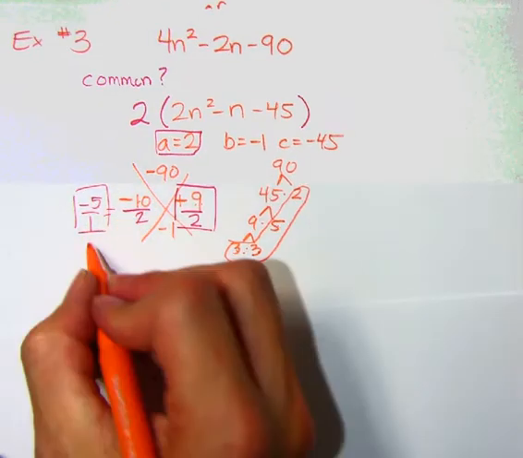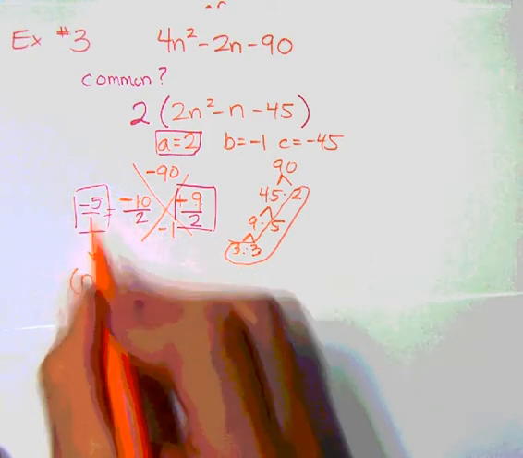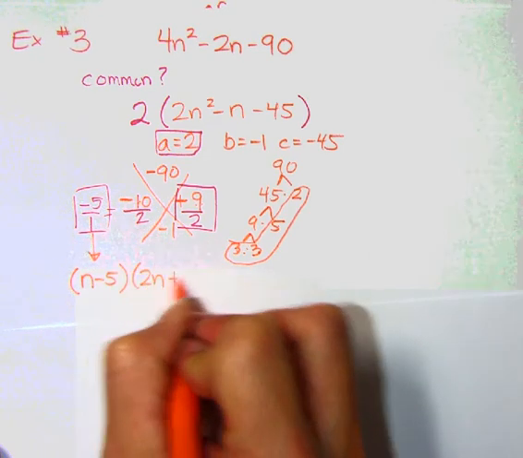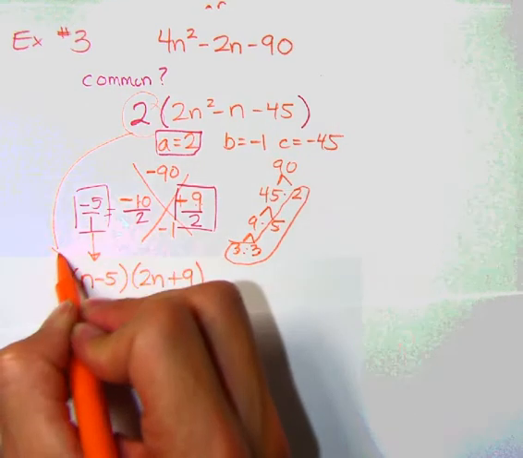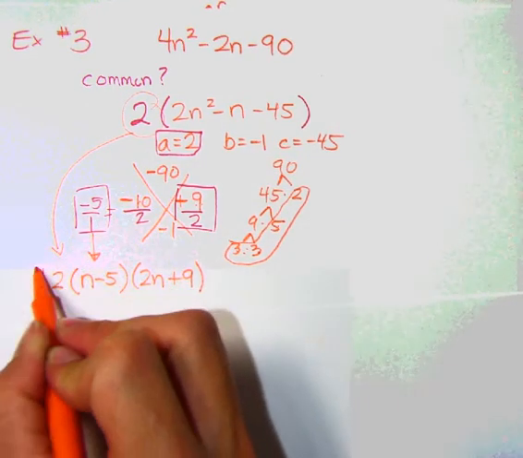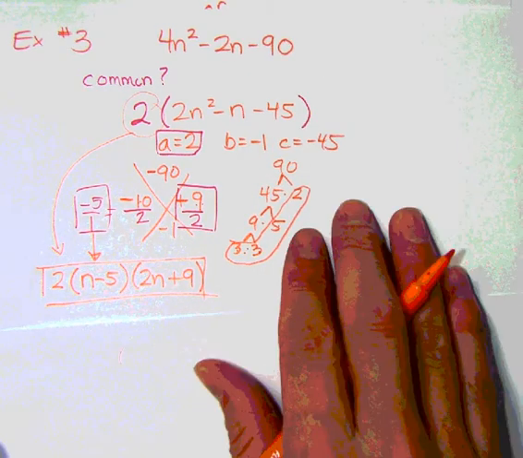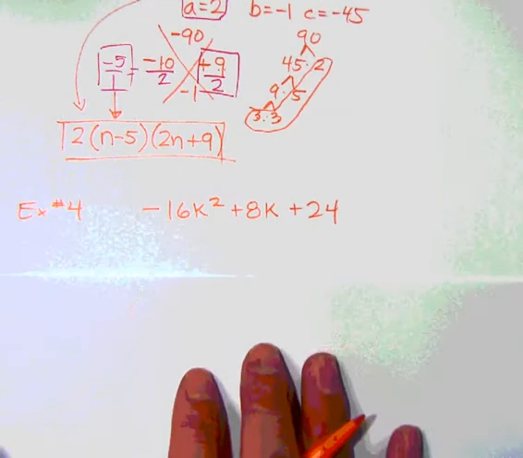So from here, this binomial is going to be the letter n, 1n minus 5. This one's going to be 2n plus 9. And then I can't forget about the 2 up front, so I bring out a 2 right there. And so there's my factored form of my trinomial. Let's try one more where we combine the two problems together.